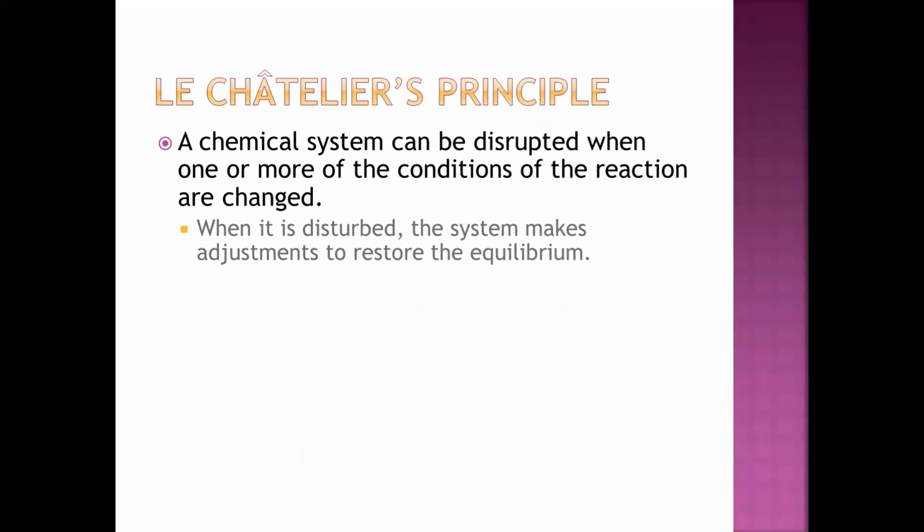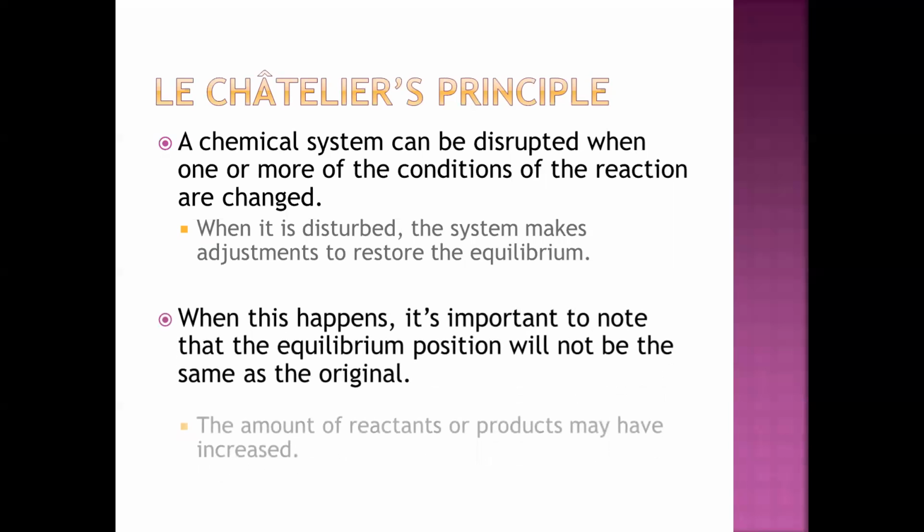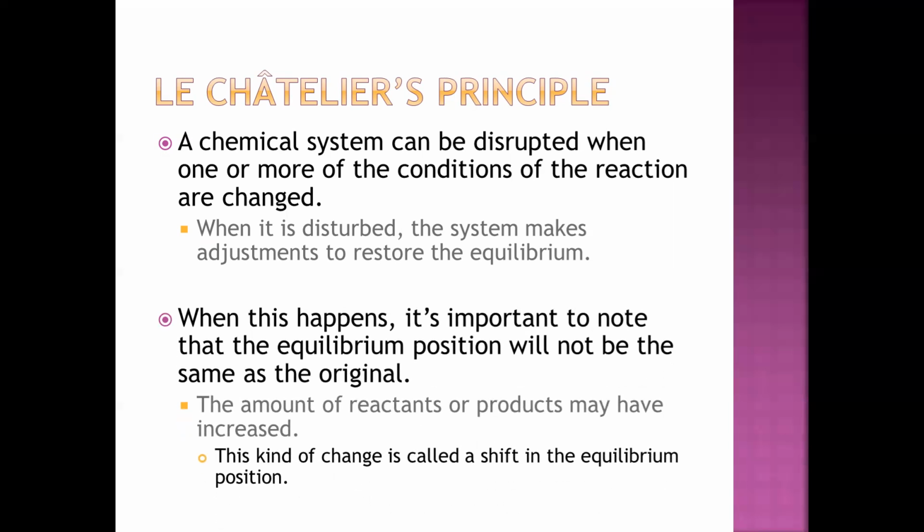When we disrupt a chemical system at equilibrium, the system will make adjustments to return back to equilibrium. Okay. So when it's disturbed, it will try to restore the equilibrium. When this happens, it's important to note that the equilibrium position might not be the same as it originally was, because the amount of products or reactants may change. So we say that this is called a shift in the equilibrium position.